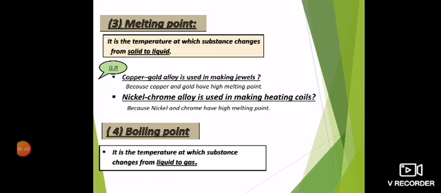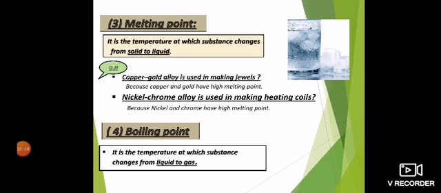Number three, the melting point. The melting point is the temperature at which a substance changes from solid to liquid, as ice melts into water. We have a question here. Give reason: copper and gold alloy is used in making jewels because copper and gold have a high melting point. Also nickel chrome is used in making heating coils because nickel and chrome have a high melting point.